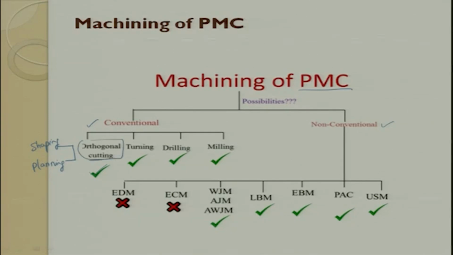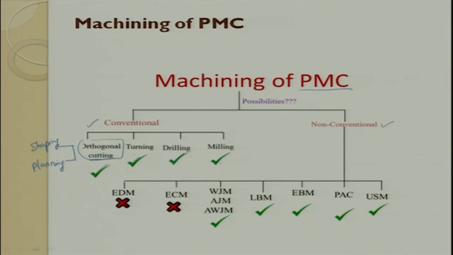The next one is turning. For cylindrical shafts or cylindrical workpieces where you want to maintain axis symmetry, we always go for the turning operation, and then we do drilling for generating holes, and then we do milling operation for generating pockets.